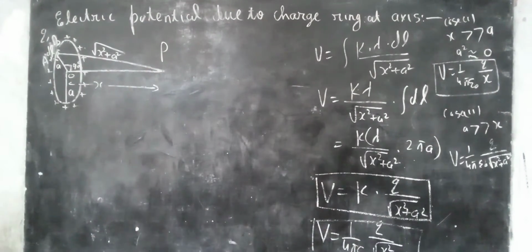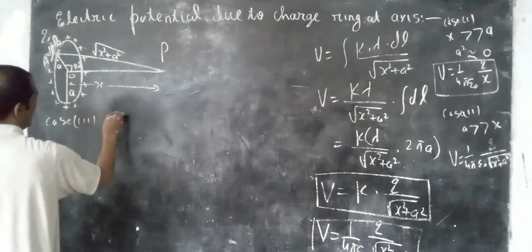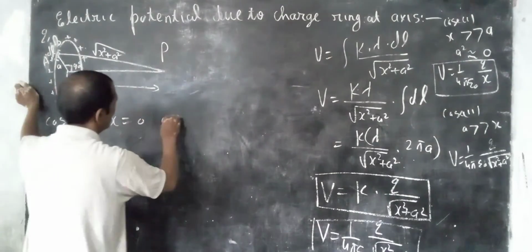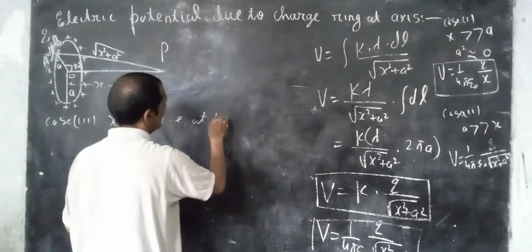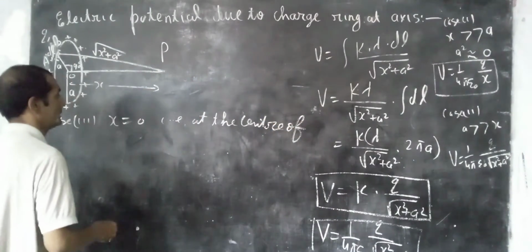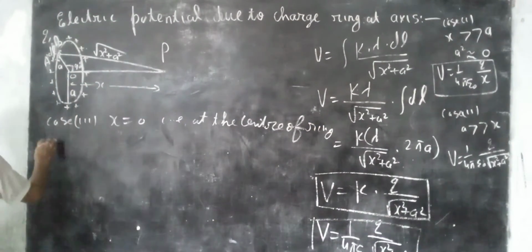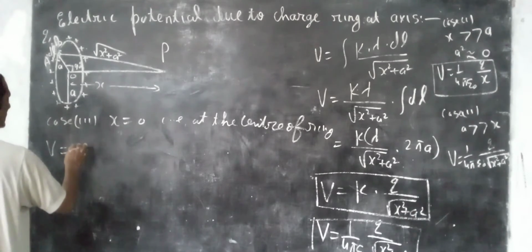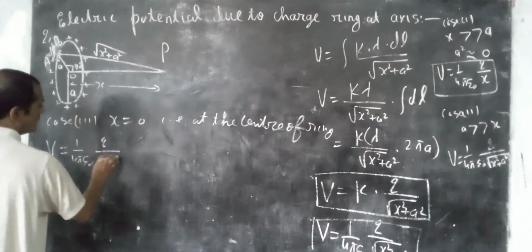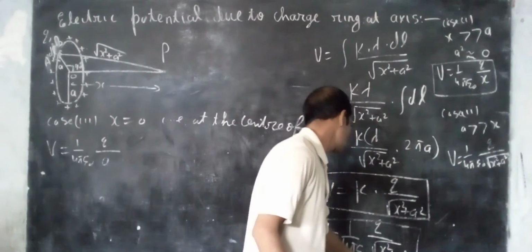One more case, the third. If x is 0, that is, point P is at the center of the ring, then V equals 1 upon 4 pi epsilon naught times q upon the square root of x squared plus a squared, where x is 0, so it becomes a.